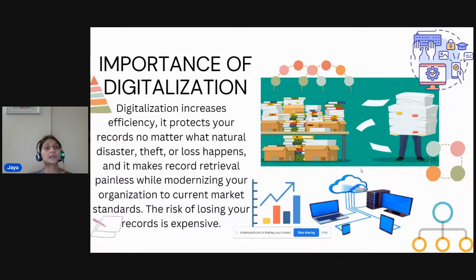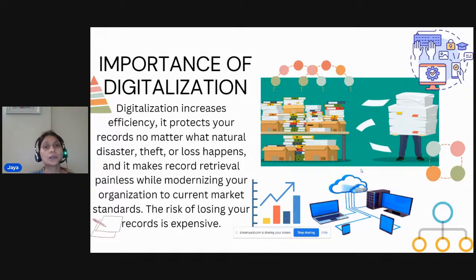Second is, what is the importance of digitalization? When we are talking about the importance of digitalization, digitalization always increases the efficiency in your business. How does it increase? When you have an ample number of records, ample amount of data, and it is online, so if something happens, if it is lost, or there is a disaster, or you have some losses, or if it is stolen, what you can do is, if it is on your online platform, you can easily retrieve that data.